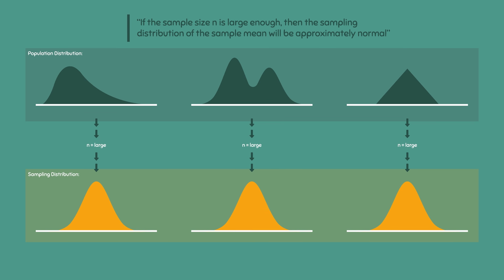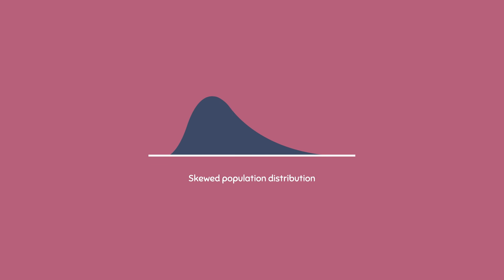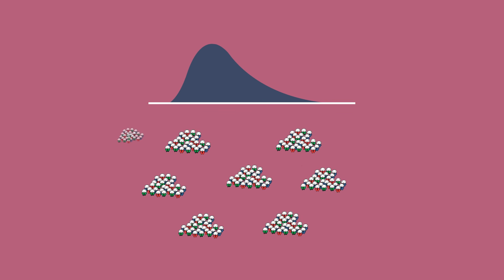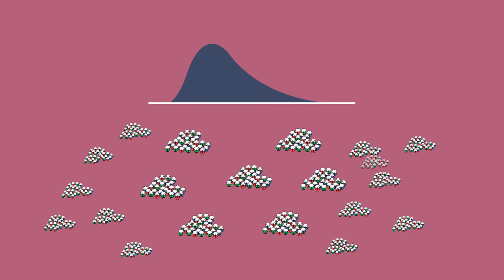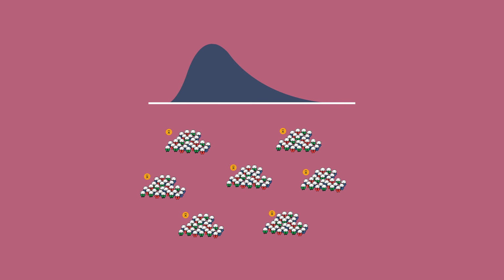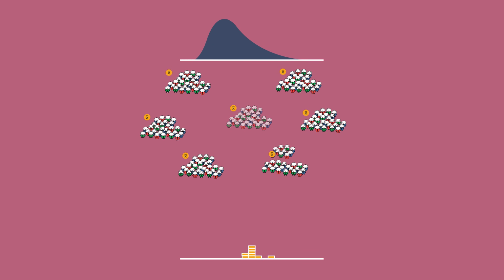To visualize the central limit theorem in action, let's use an example. Suppose we are working with a skewed population distribution. If we wanted to create a sampling distribution of the sample mean, we would need to repeatedly take simple random samples from this population and then calculate the mean x bar for each sample. Combining this information and plotting each value into a graph will give us a sampling distribution.